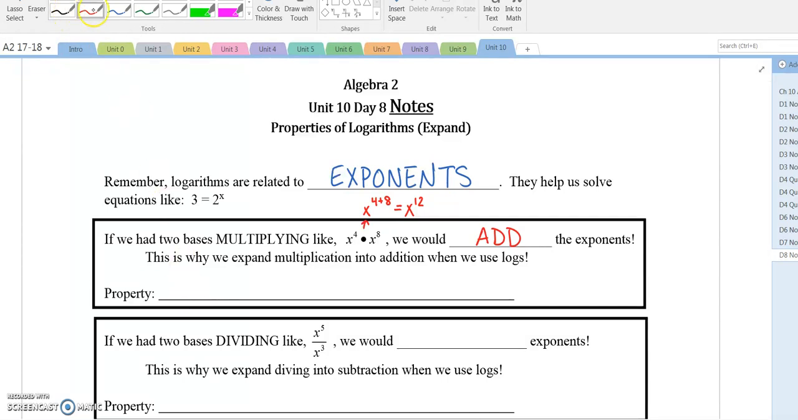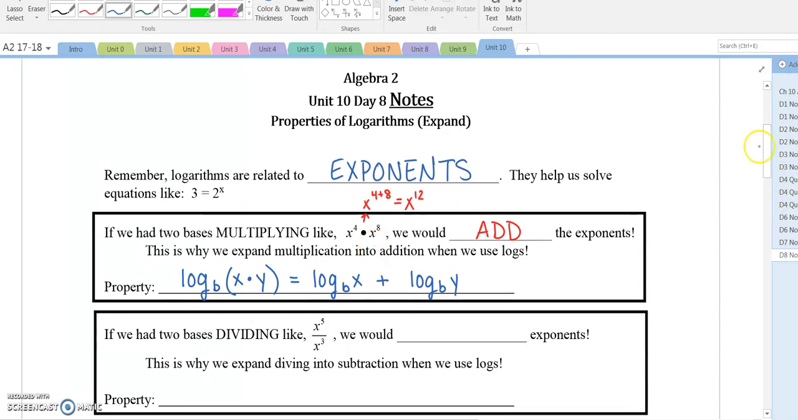So for example, if I had something like log base b of x times y, so if there was multiplication inside, I can expand it into addition. So log base b of x plus log base b of y. So each thing you're multiplying gets its own log, and you just turn the multiplication into adding. And again, that comes straight from our exponent rule.